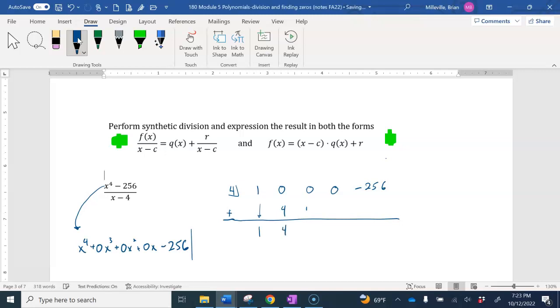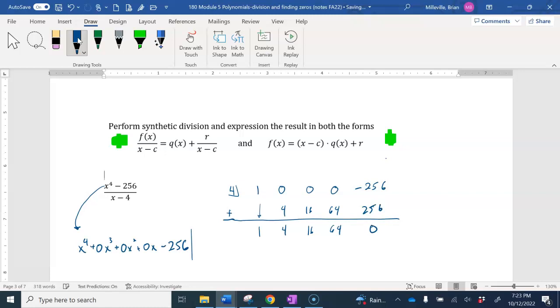Do it again. 4 times 4 is 16. Add that result. 0 plus 16 is 16. 4 times 16 is 64. 0 plus 64 is 64. And then lastly, 64 times 4 is positive 256. Turns out we get a remainder of 0 here.